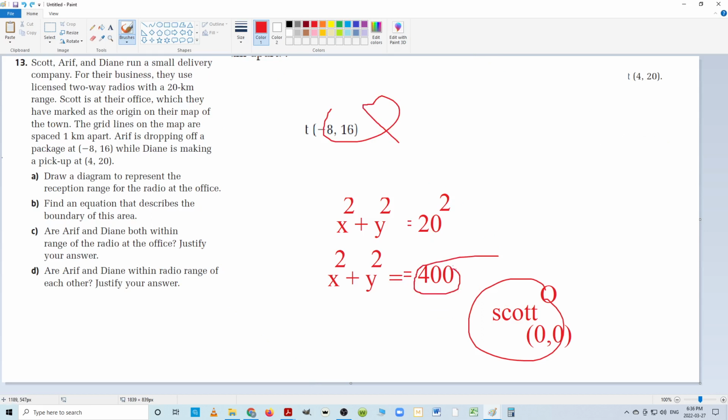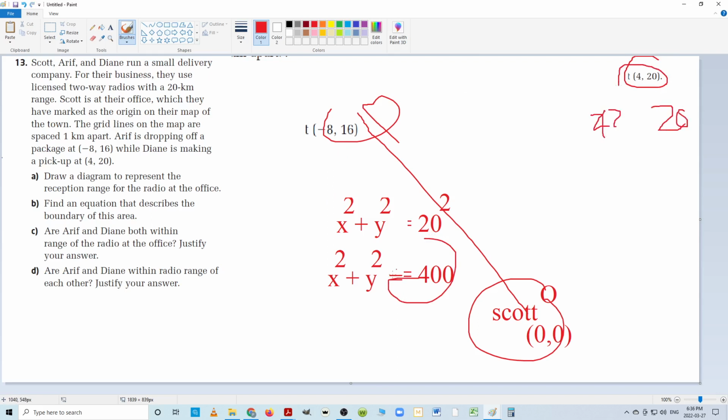If they come out as exactly 400, they're right on the circle. And if they come up as more than 400, as this one certainly will, because 20 squared plus 4 squared is going to be more than 20 squared, then he's outside of radio range. Find an equation that describes the boundary of this area.